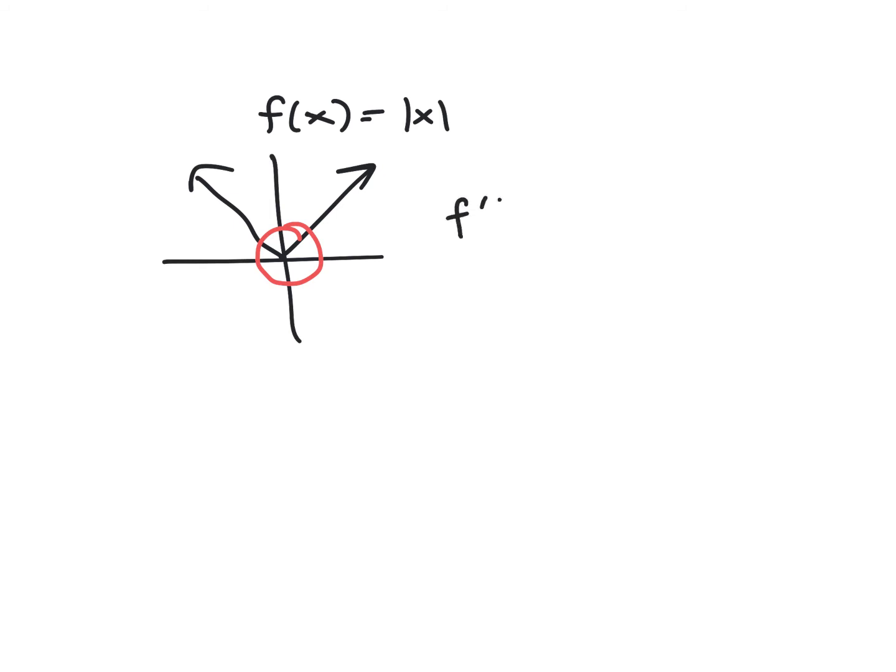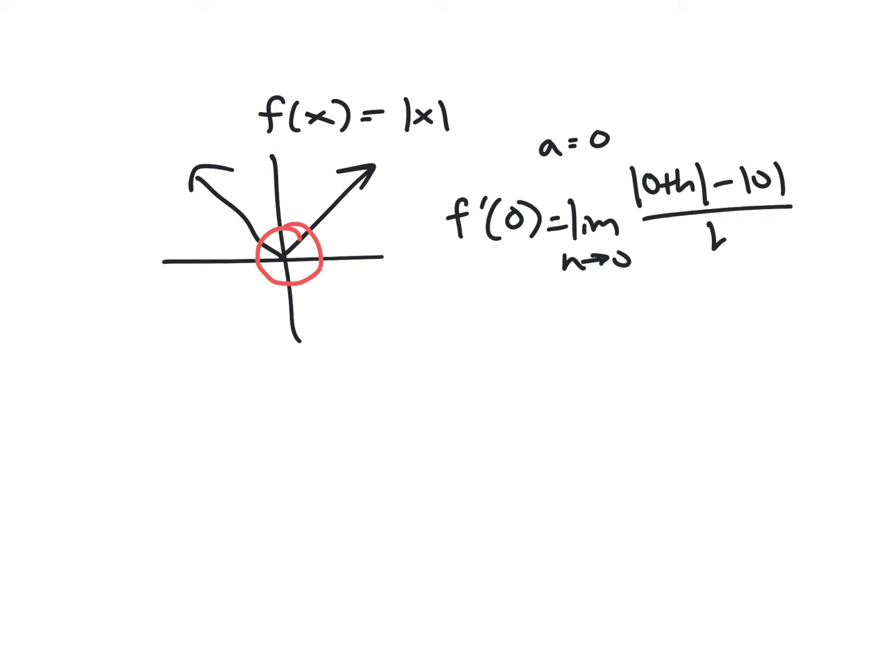So f prime of 0 would be the limit as h approaches 0 of the absolute value of a, which is 0 here, so 0 plus h minus absolute value of 0 over h. And that, of course, is just the limit as h approaches 0 of the absolute value of h minus 0 over h. So how do we look at this limit? Well, it's a two-sided limit, so we should think about the limit from the left and the limit from the right.